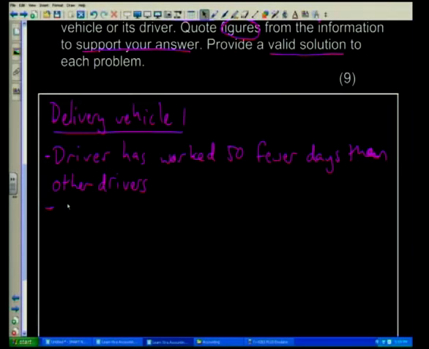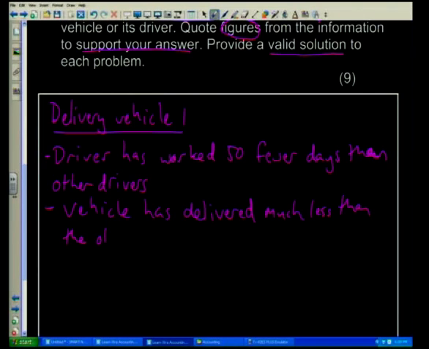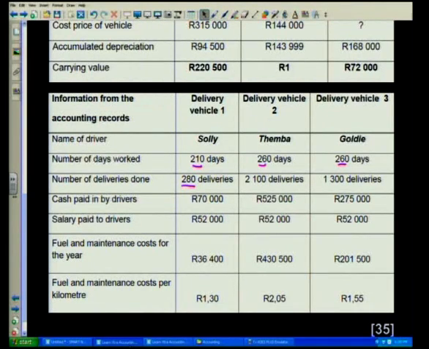So we can say, as a second possible point, that the vehicle has delivered much less than the other 2 vehicles. So that's the second possible problem. Also, can you see that the cash paid in by the driver is only 70,000 Rand? Yet, the salary that's paid to this driver is 52,000 Rand, and the fuel and maintenance costs are 36,000 Rand.